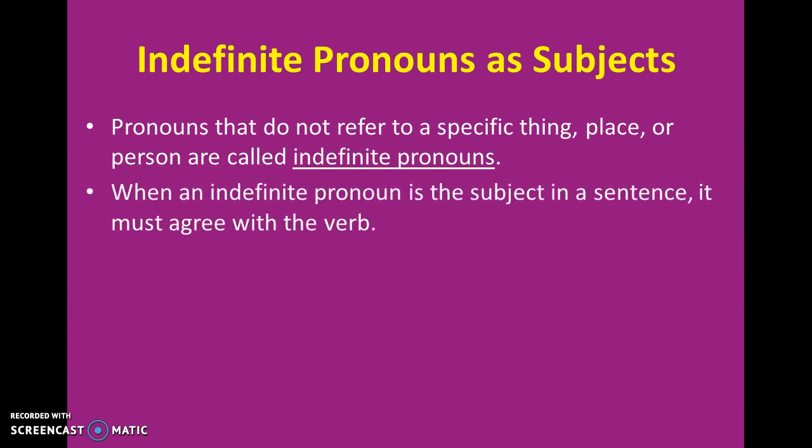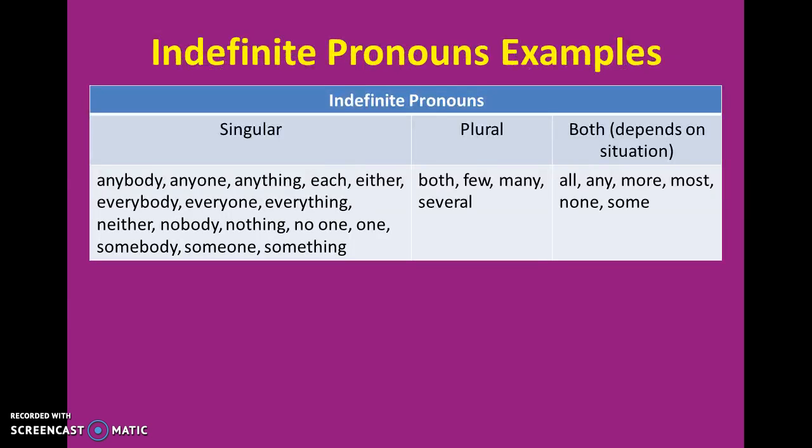They're called indefinite pronouns. And when an indefinite pronoun is the subject in a sentence, it must agree with the verb. So we're going to look at some example indefinite pronouns that are either singular, plural, or in some cases they can be both, and depending on the situation, you must use either the singular or plural verb. Basically, you just ask yourself, is it referring to an entire group as one, in which case it's singular, or is it referring to the individual members of that group, in which case it would be plural?